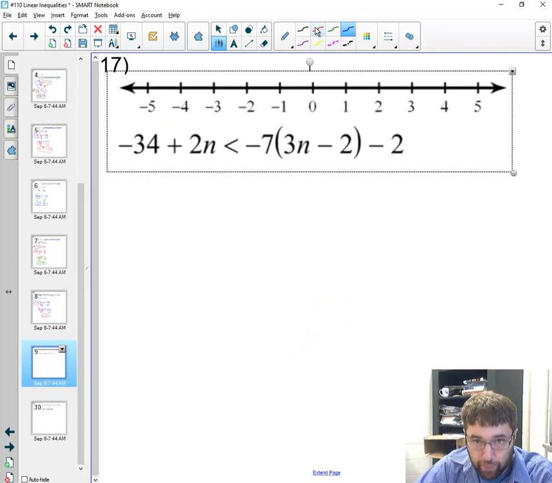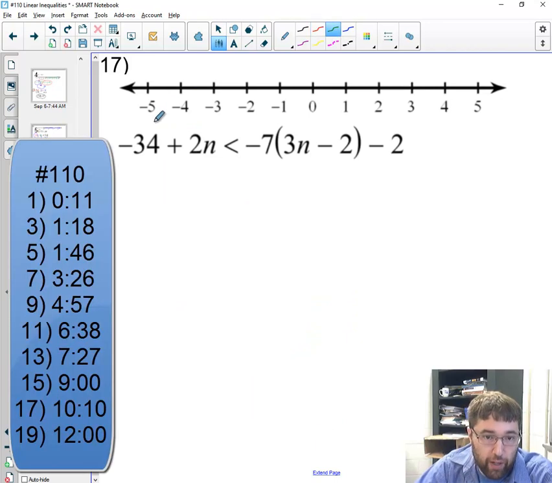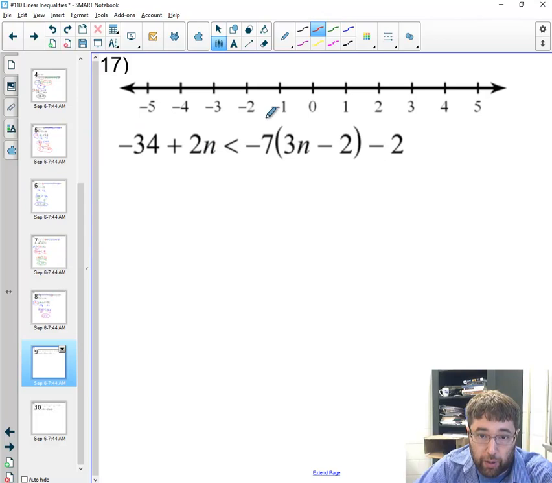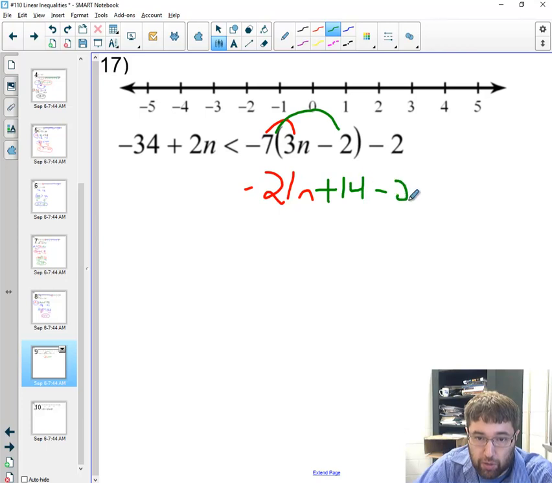2 more. What we have here is a huge problem. So the first thing we're going to do is distribute. So we're left with negative 21n plus 14 minus 2. And I bring down the sign and I bring down the rest.